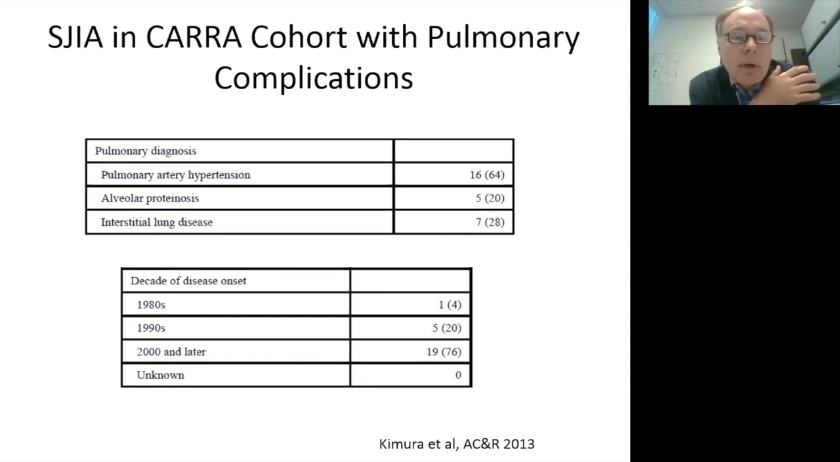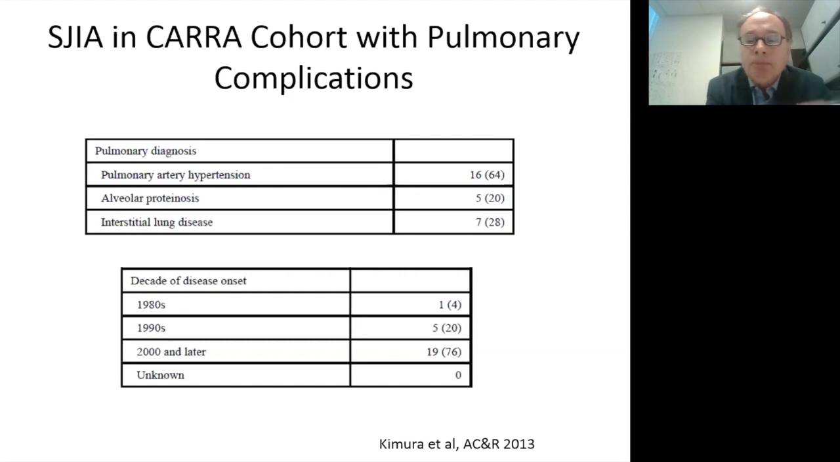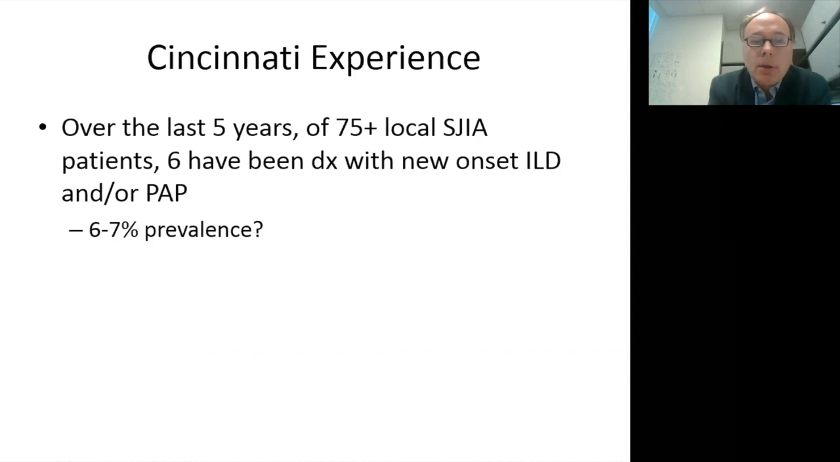And then this very, very disturbing paper that was published by Yuki Kimura in 2013, she described 25 patients with this peculiar lung disease that seemed to be relatively new, that we did not see before. And again, this is certainly true in our center as well. Over the last 5 years, of the approximately 75, 85 local systemic JIA patients, 6 developed this particular lung complication, and we suspect that the prevalence of this complication may be as high as 6–7%. And again, this will be the topic of our discussions today, tomorrow, and on Friday.